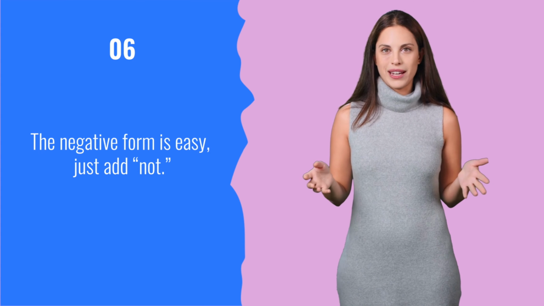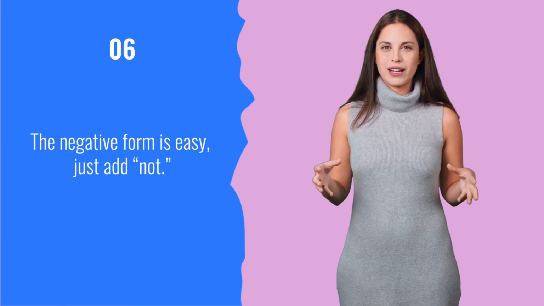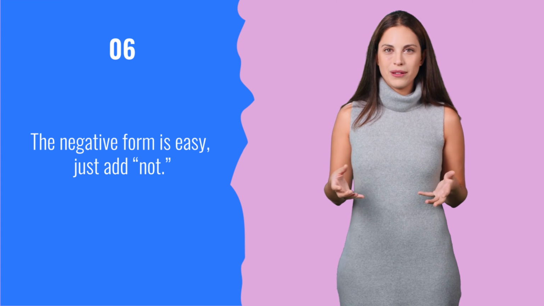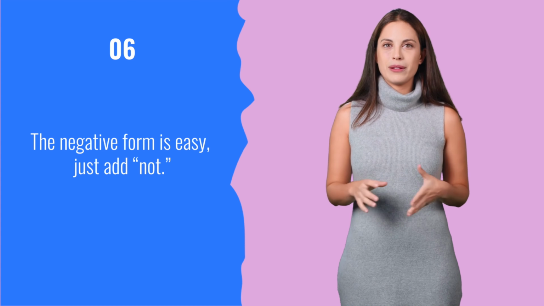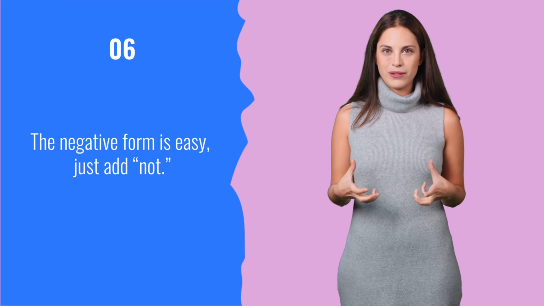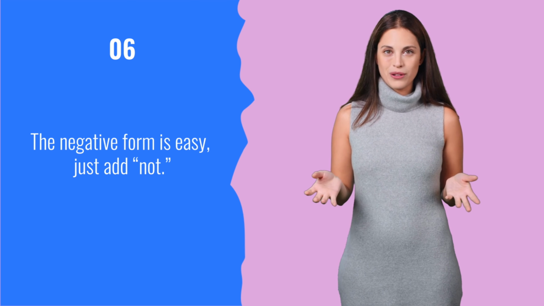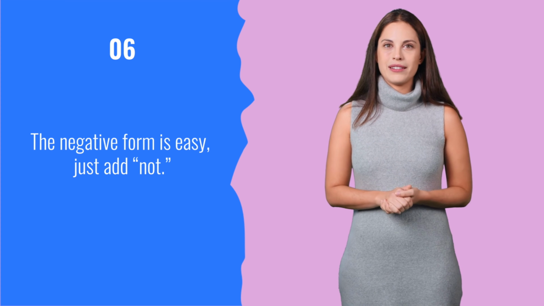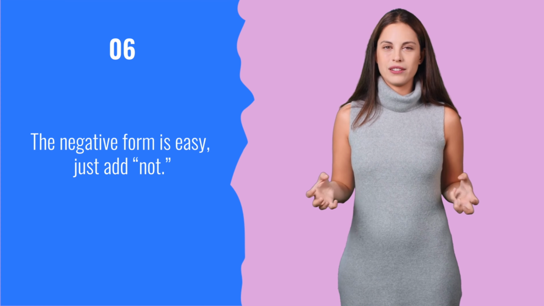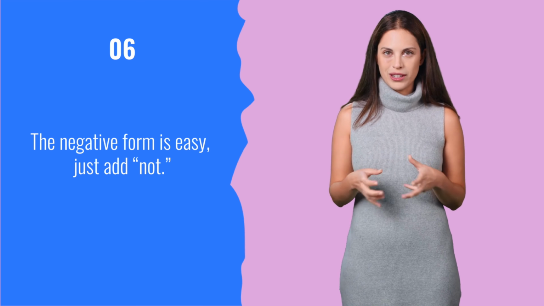Tip 6. The negative form is easy, just add not. Turning a past continuous sentence into the negative is simple. You just add not after was or were, and then continue with the verb plus ing. That's it. The structure stays the same, and the meaning becomes clear.